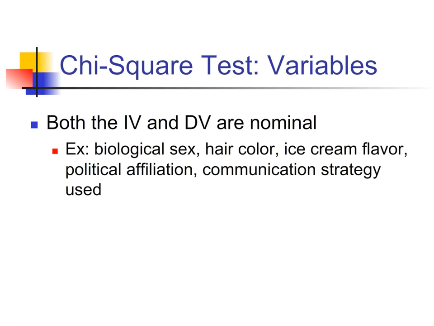To start with, chi-squared tests are tests of differences when both the independent variable and the dependent variable are nominal, categorical data. We see some examples of categorical data here. We could talk about biological sex, either male or female. Hair color, we could go through any number of hair colors. Communication strategy used could be aggressive, assertive, or non-assertive. So what we would do is lump people into categories and then test the interplay there.